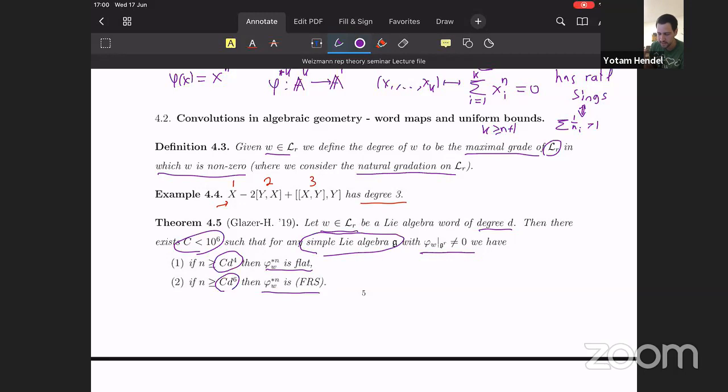These results are much stronger than the general case, where we saw that it depends on the group and on the map itself, which is also the case here. But here it doesn't matter whether we consider SL2 or SL1000, we still have the same number of convolutions that we need to take in order to get a flat or an FRS morphism. This is due to the fact that word maps and Lie algebra words have a lot of symmetries, so you can handle everything uniformly.